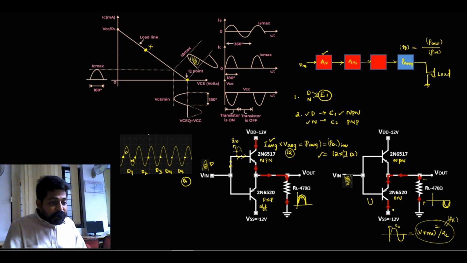Now I will combine the total thing and tell you how to calculate the power dissipation and the efficiency for that class B power amplifier. So in the daytime and in the night time, the total period of one cycle.